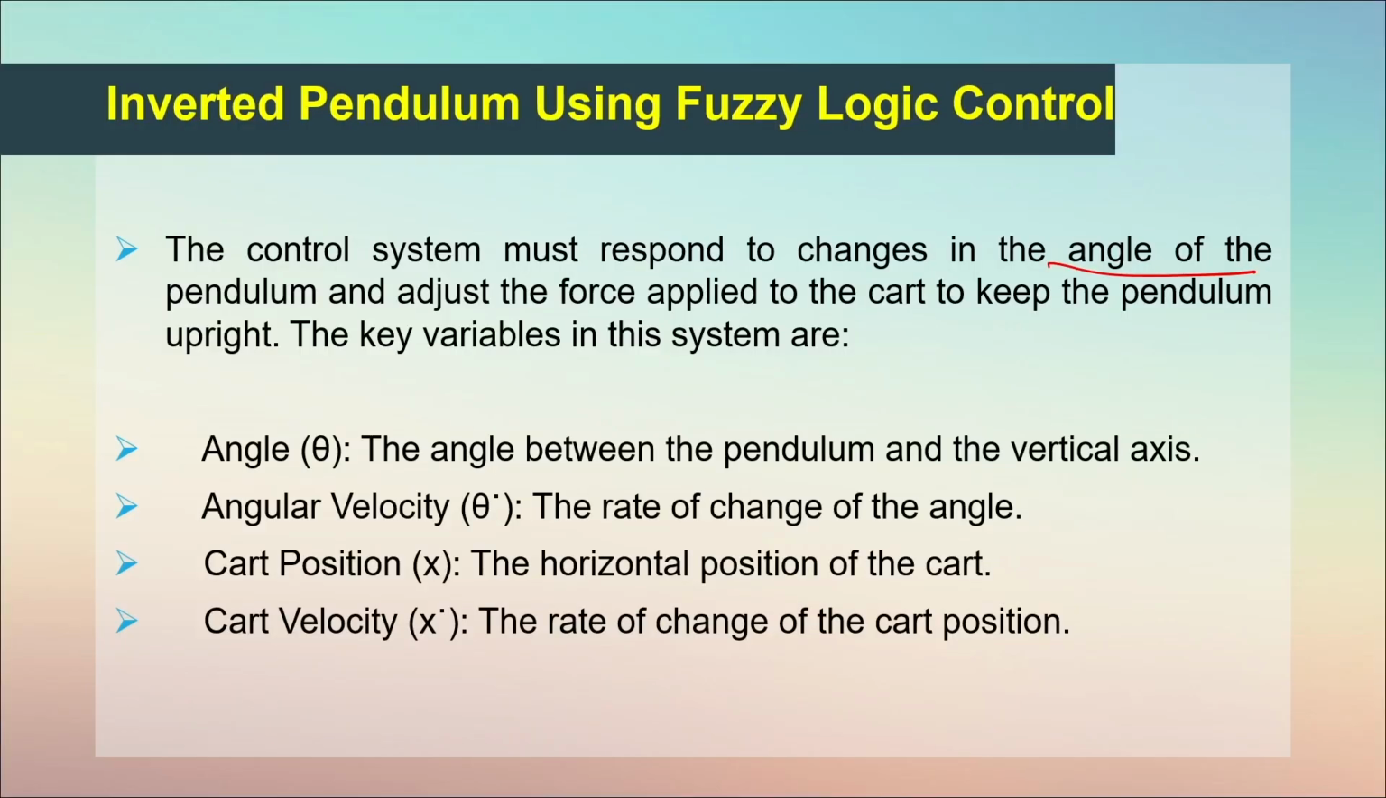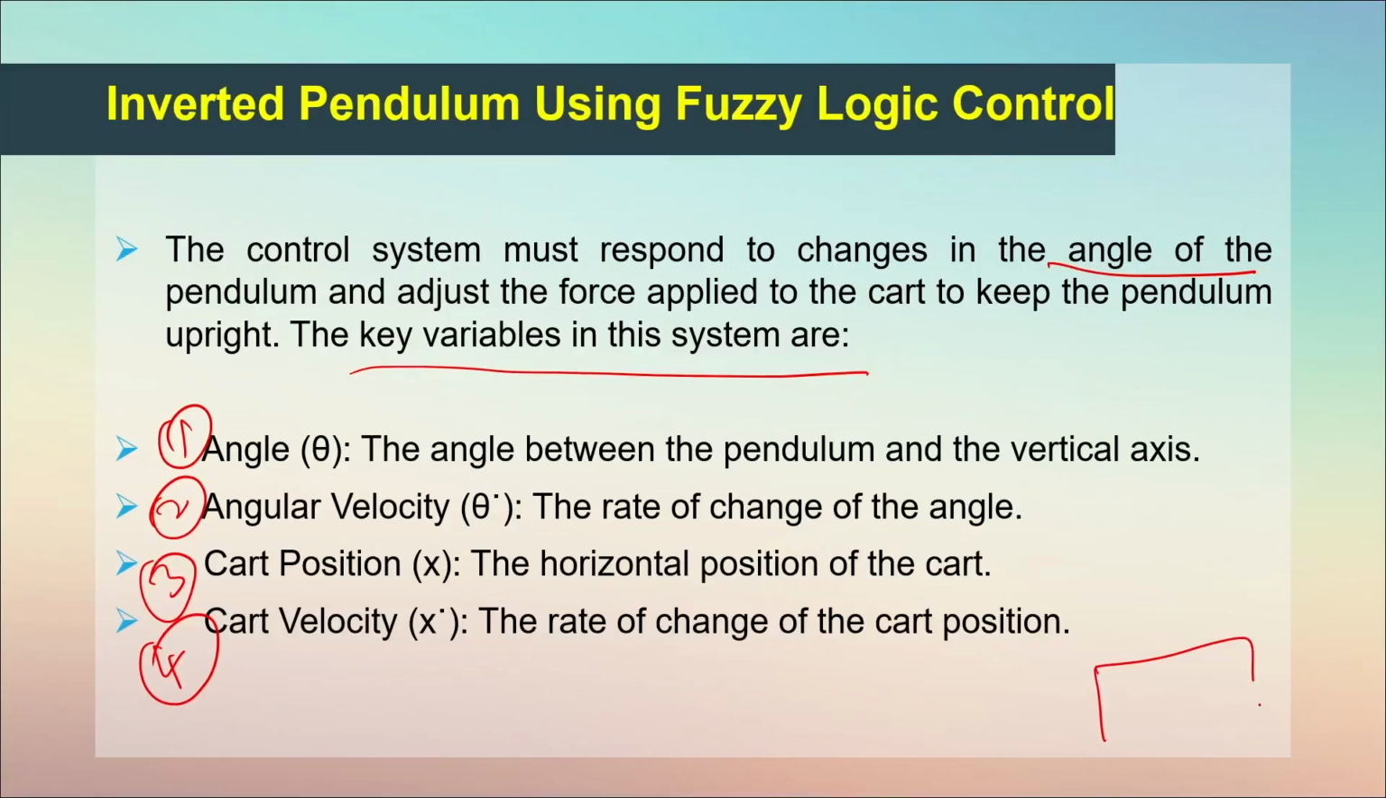While you are trying to understand the components and operation of the inverted pendulum, it is widely understood that the key variables in the system are angle, angular velocity, cart position and cart velocity. So, what is angle? It is the angle between the pendulum and the vertical axis.